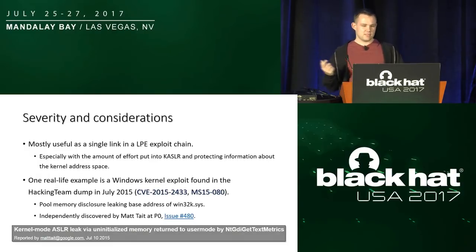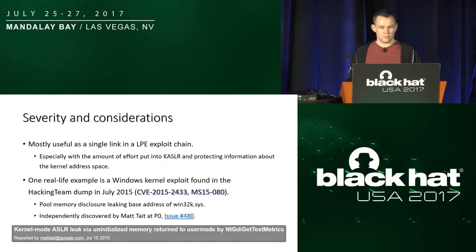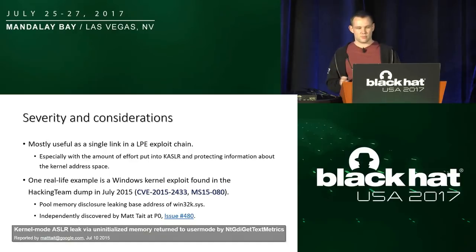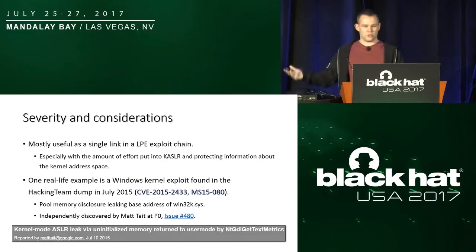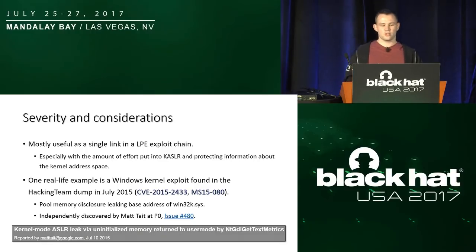So as I said, these bugs are mostly useful in practice as a single link in a full exploit chain for local privilege escalation, especially given how much effort is actually being put into protecting kernel address space information in Windows. One real-life example of this would be an exploit found in the Hacking Team dump 2 years ago. In order to exploit another vulnerability, they used a pool memory disclosure, which leaked the base address of the win32k.sys driver. So yeah, it was used in practice.